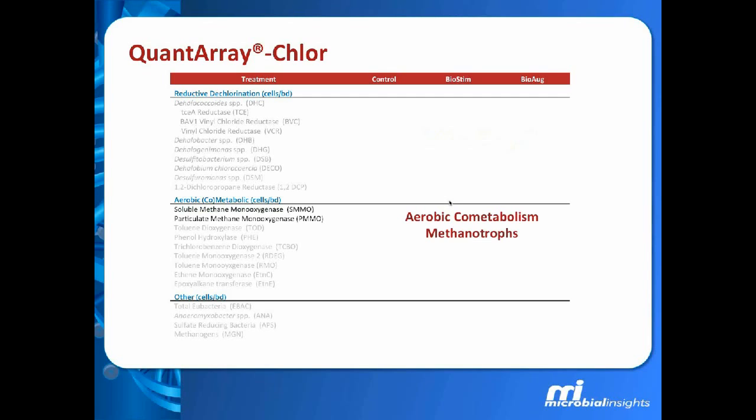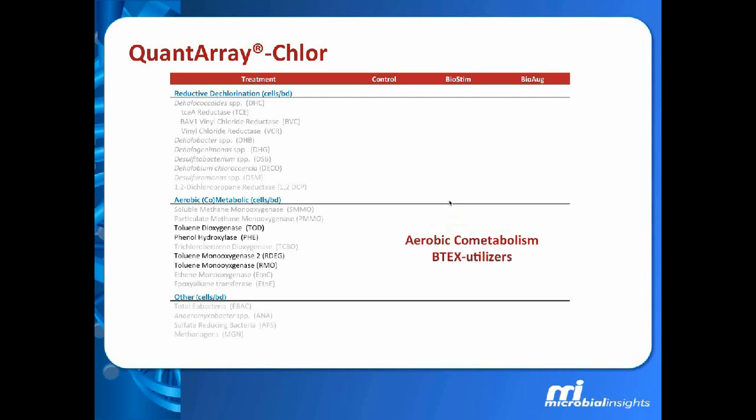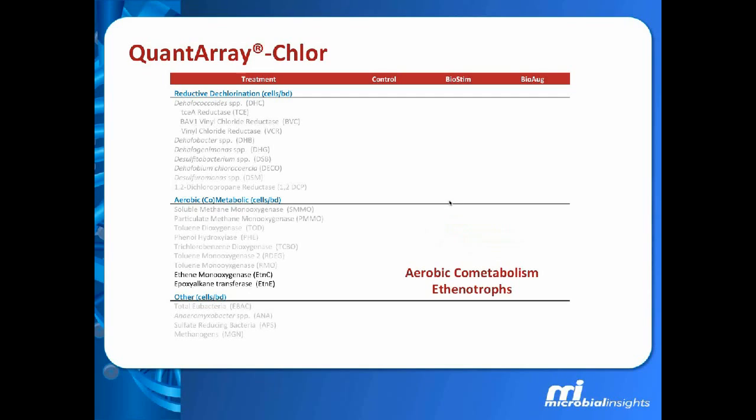Running through the aerobic cometabolic pathways quickly, the QuantArray includes quantification for both types of methane monooxygenase genes, also toluene dioxygenase and the ring hydroxylating monooxygenases that we described earlier. And while I didn't mention this pathway earlier, this is also on the QuantArray-Chlor, that depending on subsurface conditions, aerobic ethene-utilizing bacteria may also contribute to vinyl chloride degradation.